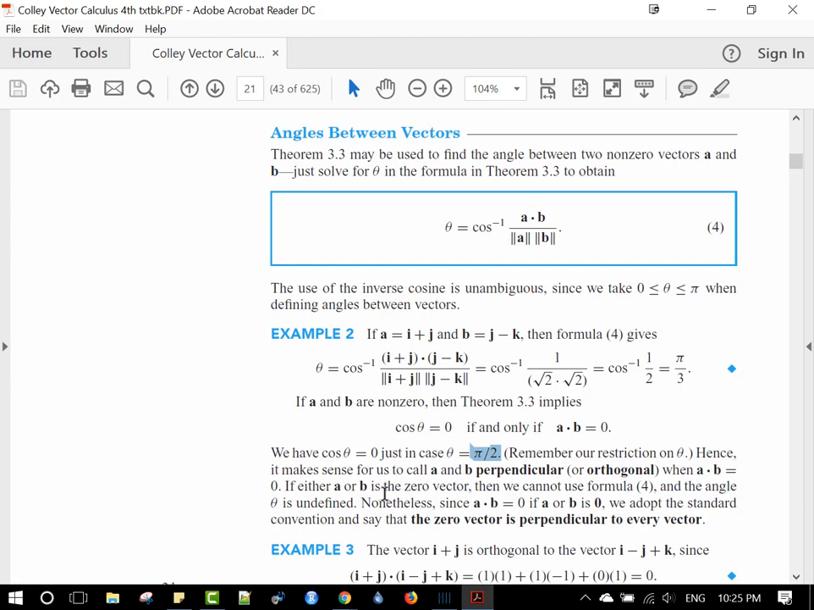If A or B is the 0 vector, then we cannot use formula 4, and the angle theta is undefined. Nonetheless, A dot B equals 0. So the 0 vector is perpendicular to every vector. Well, let's keep that weird fact in the back of our mind somewhere.